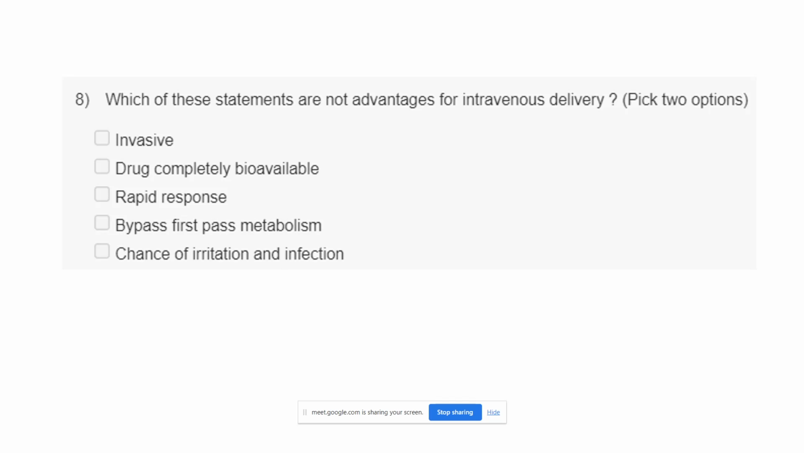Yes, you guys are correct. These are the two options. First option, that is invasive, and last option, chance of irritation and infection, are not advantages of intravenous or IV delivery. Rest of the options are correct. That is, the drug becomes completely bioavailable. It has a rapid response because it is bioavailable, and then it also bypasses first pass metabolism.